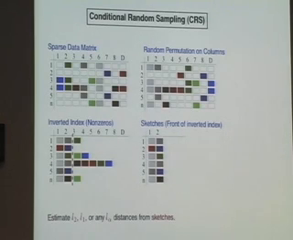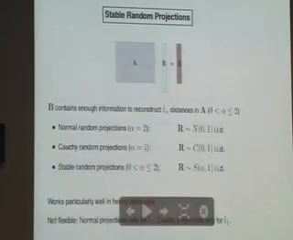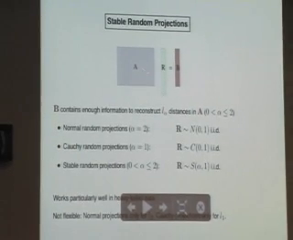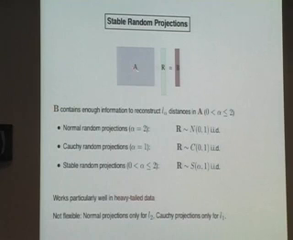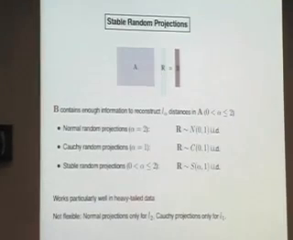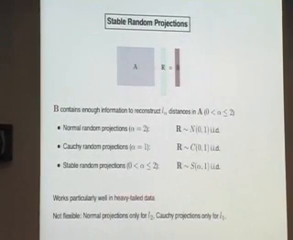It's incredibly simple. The next algorithm is called stable random projections, where we also start with the matrix A, but instead of permuting the columns, we do a matrix multiplication with the matrix R, which is very skinny. Then you get another skinny matrix B. This is the whole idea of random projections.